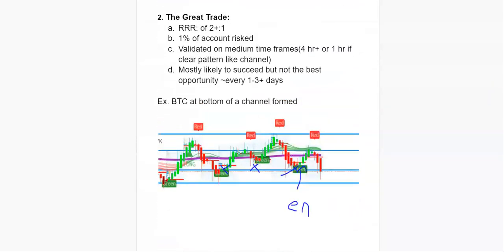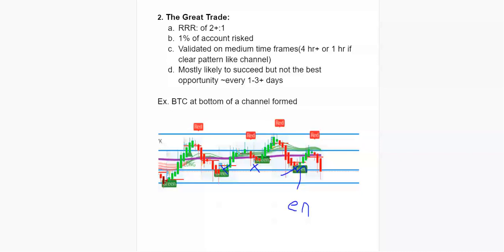Okay, next one is the great trade. So this is a reward risk ratio of at least 2:1, or for you it could be different, where it's not as big as that optimal trade, but it's still a good trade to take. In this case, you risk 1% of your account. This is due to it not being as good, as the likelihood of the trade not working out is higher, so you risk less.